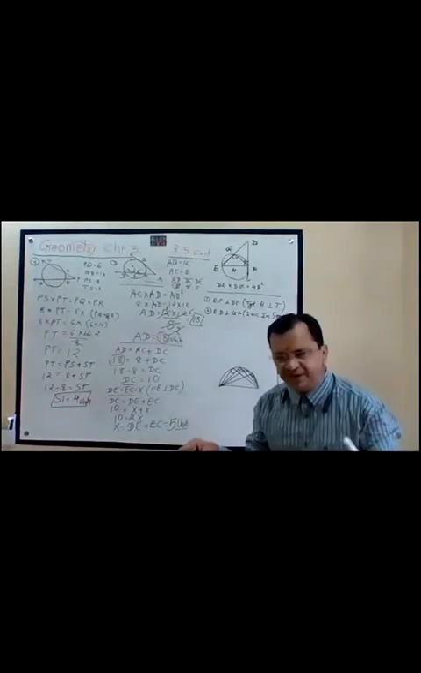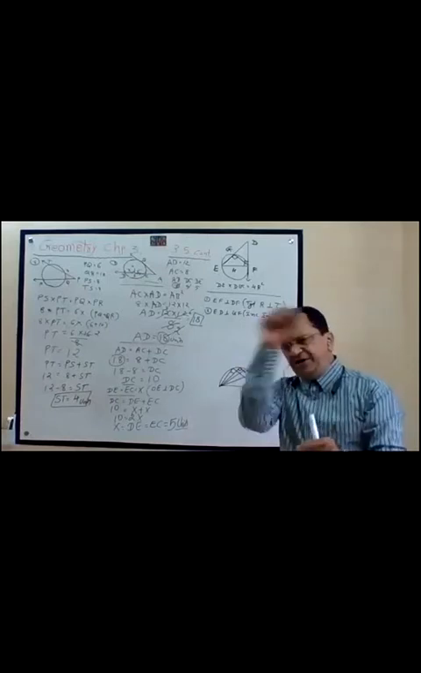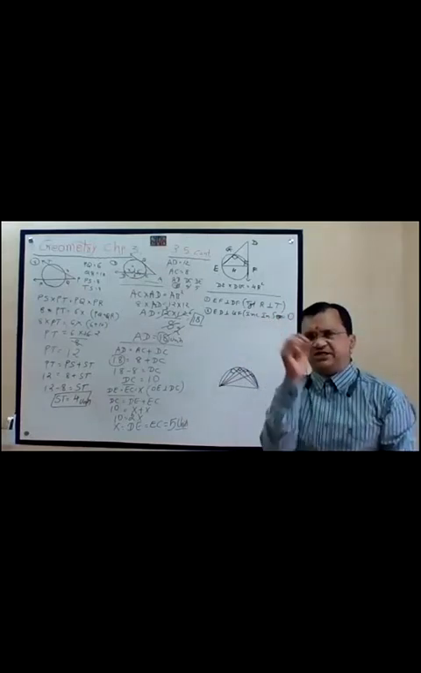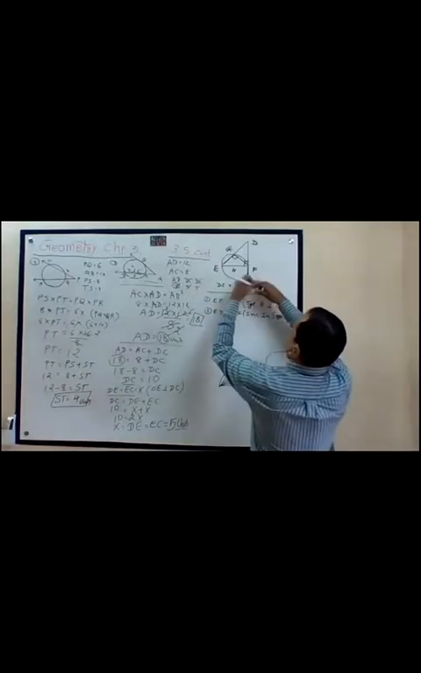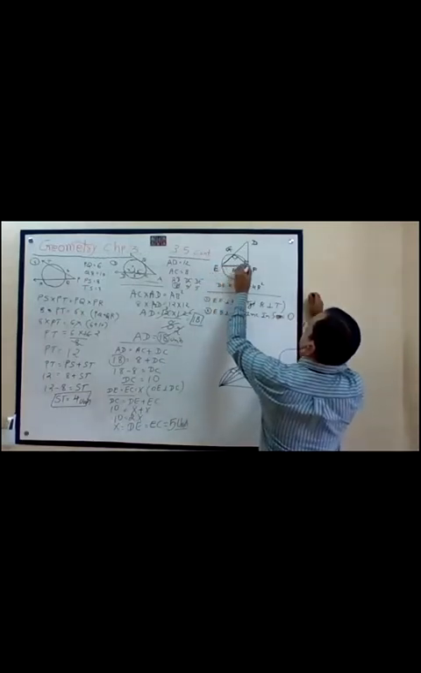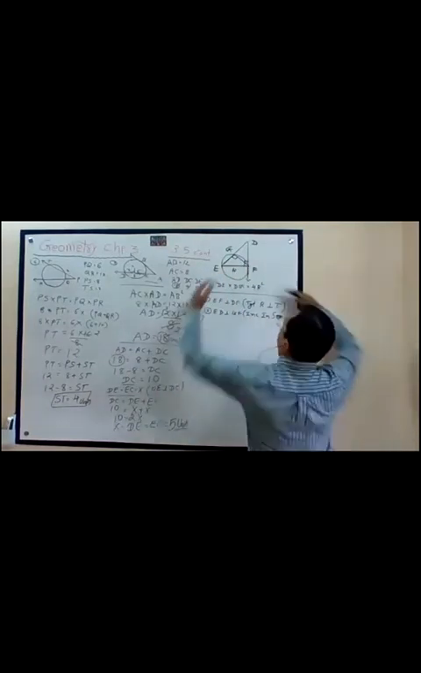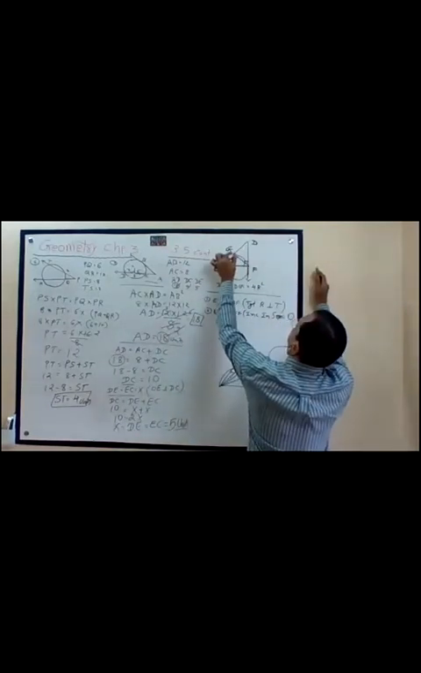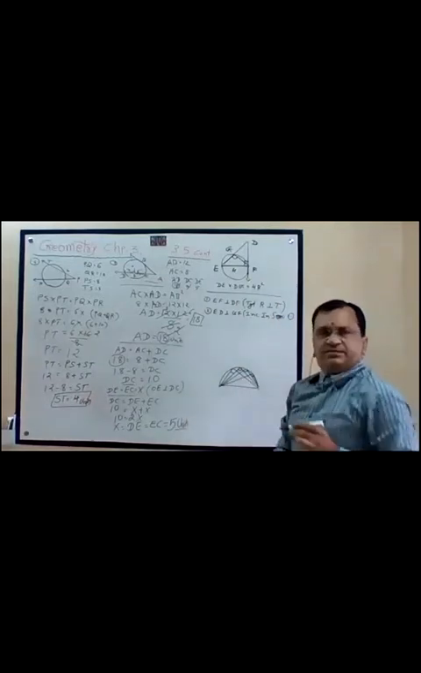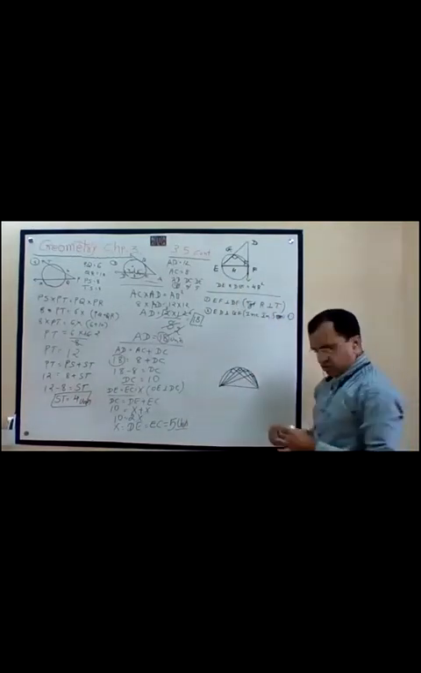End point of diameter, whenever you join to any point on a semicircle, that is 90. This is the diameter, sorry. E and F are the two endpoints of a diameter. I have connected to G, which is a point on the circle. So that is why this much is 90.